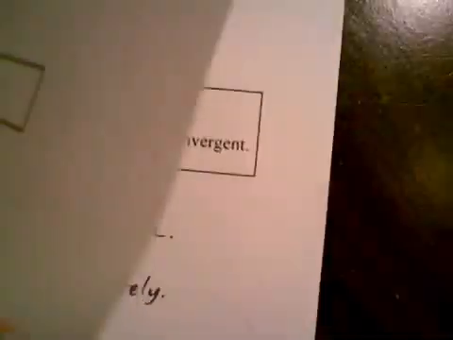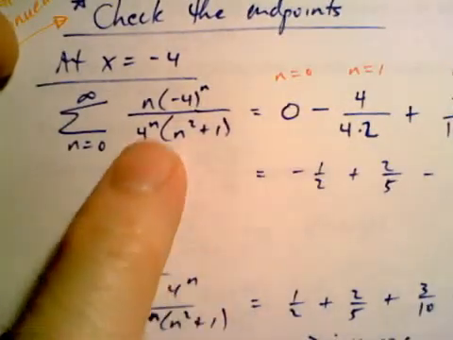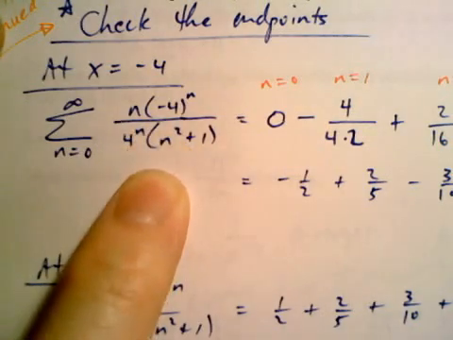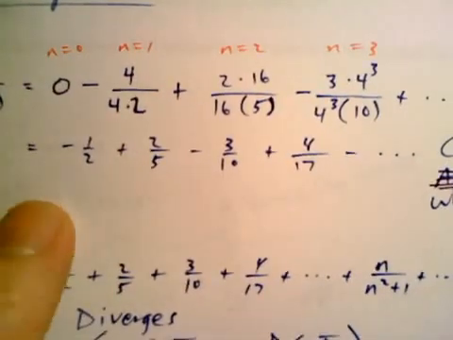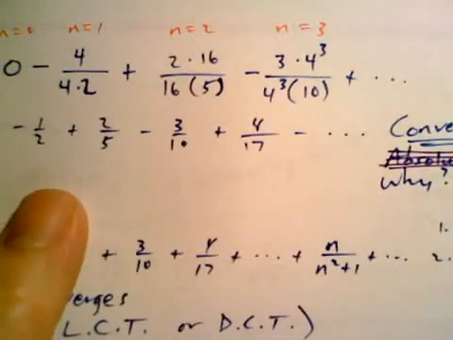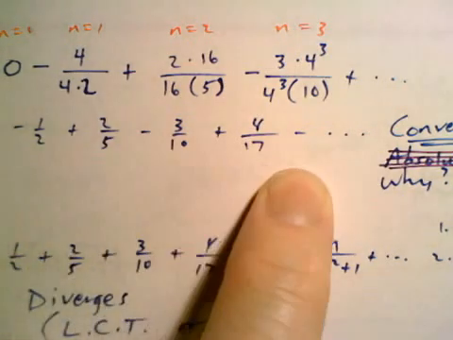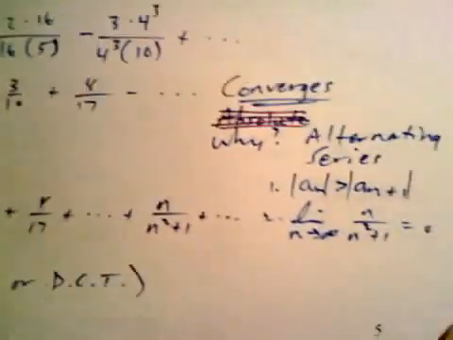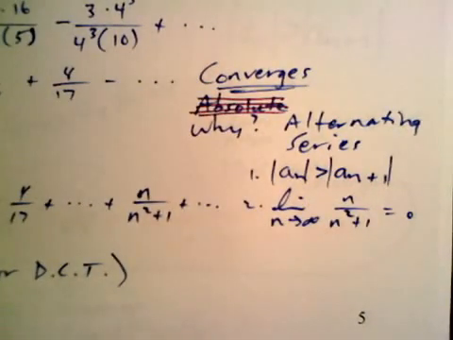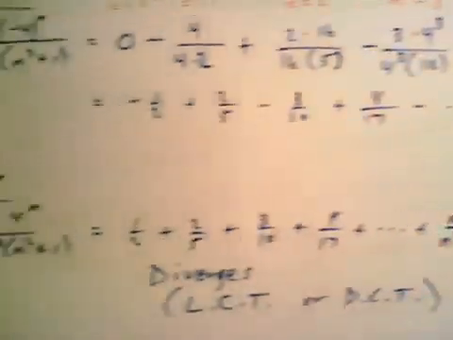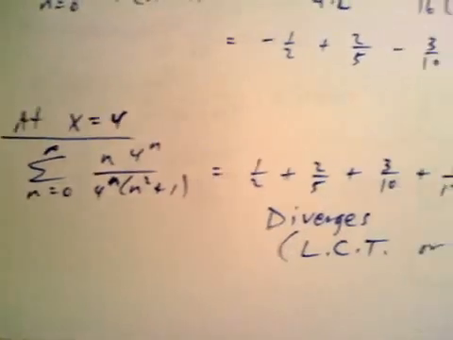Okay, so the rest of the work is done on the page. Checking the endpoints, when you check at x equals negative 4, you get this series. And what I always try to do, this is confusing to me to look at this series, so I always try to write it out. And you can see here that you've got an alternating series, and the terms are getting smaller in absolute value, and the limit of the nth term goes to 0. So that's how you would say it. So yes, it converges at x equals negative 4, and then at x equals positive 4, this series diverges.